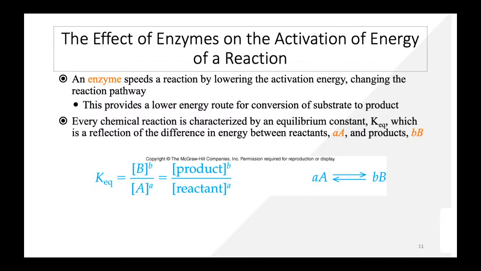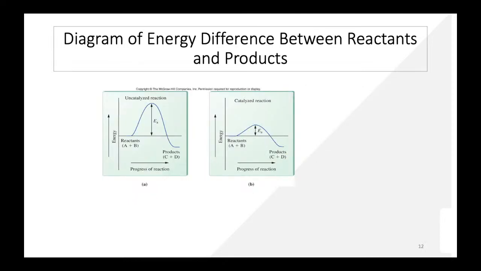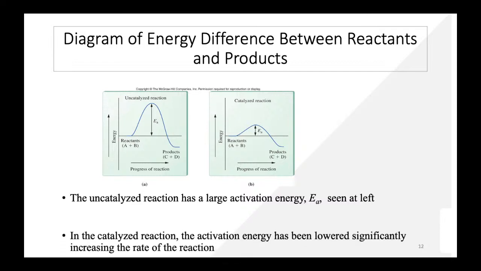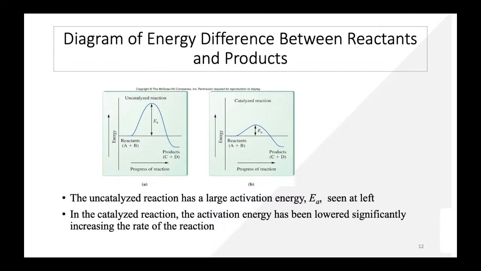Every chemical reaction is characterized by an equilibrium constant, which is a reflection of the difference in energy between reactants and products. So here is a diagram of the energy difference between reactants and products. You have an energy diagram with reactants A plus B and products C plus D. During the progress of the reaction, in the uncatalyzed reaction, a high activation energy is required. In the catalyzed reaction, it becomes very, very low. In the uncatalyzed reaction, a large activation energy is required, as we can see on the left. And on the right, we can see the activation energy is significantly lower, and so the rate of reaction is higher.